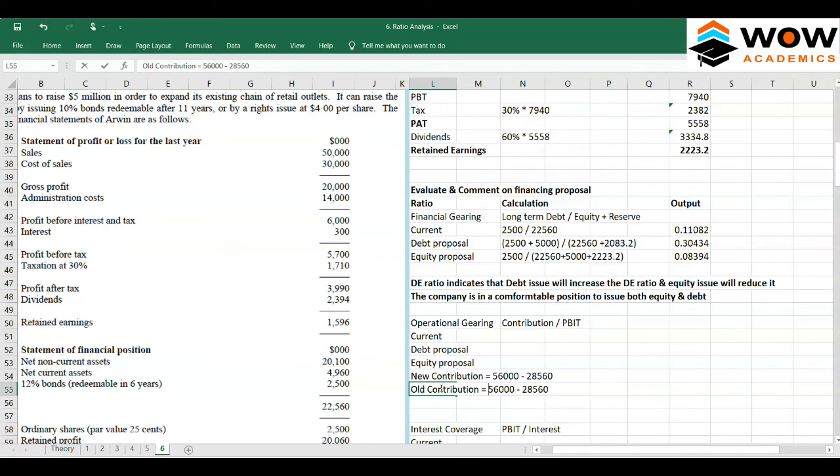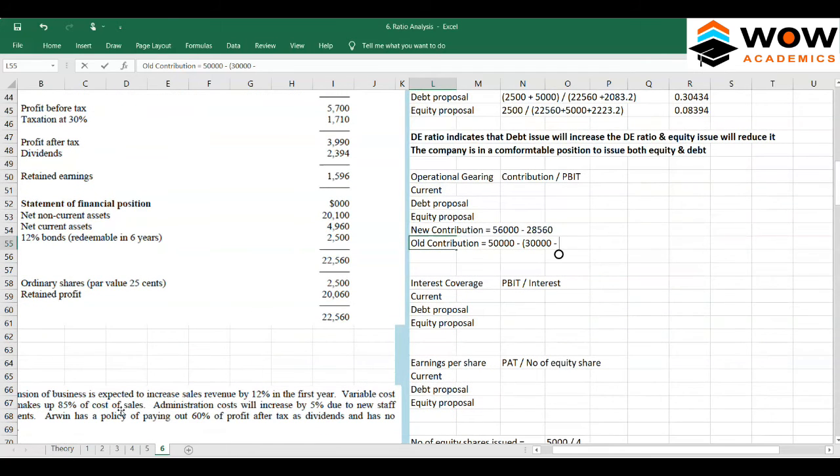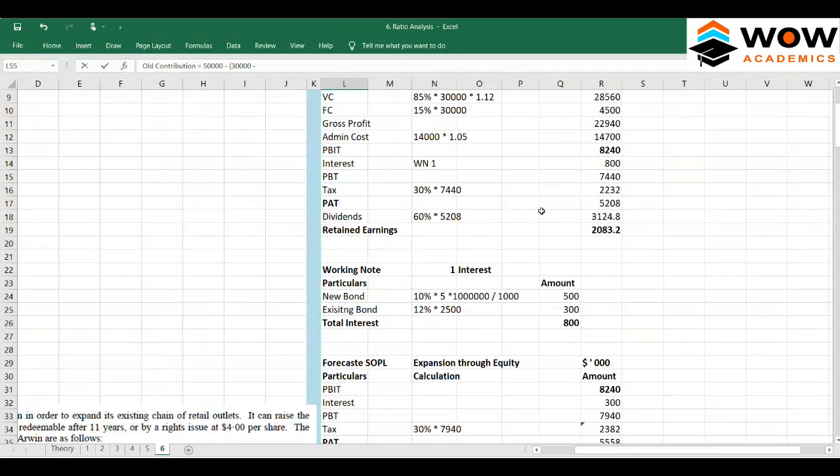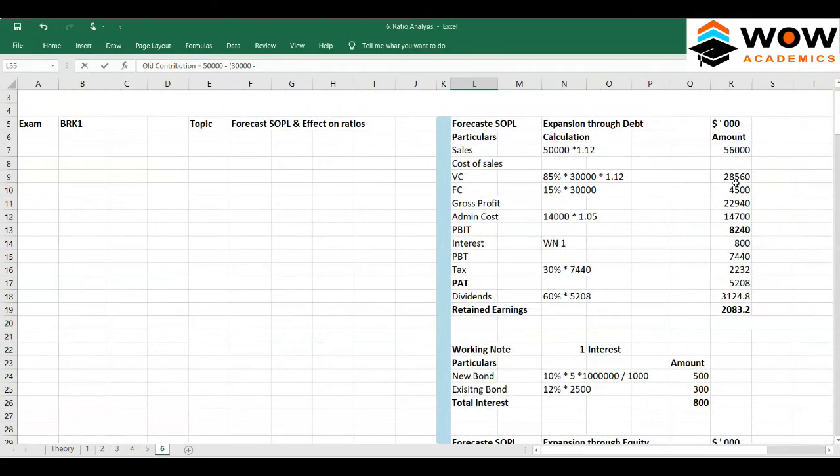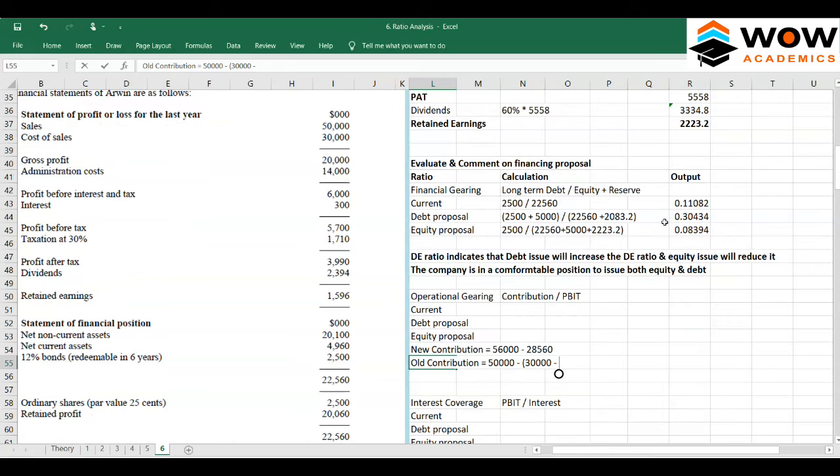If you take the old contribution, the sales is 50,000 and our fixed cost under cost of sales is 30,000. In our cost of sales, 15% I think is always fixed. So here also we have found out that some part of it is fixed. So 4,500 is always fixed. The balance of this is variable cost, and if you divide it, you will get the contribution.